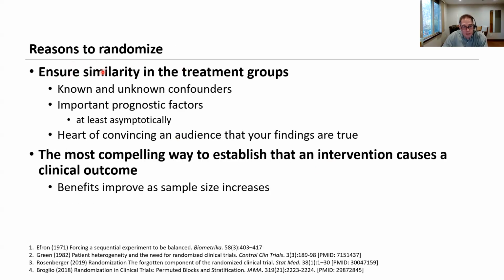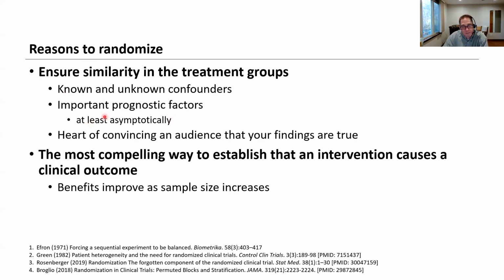Reasons to randomize, there are many. There's a whole raft of references on this. I've given you 4 in the slide below, so you can take a look at those if you like. Reasons to randomize are to ensure the similarity in the treatment groups on both known and unknown confounders. Importantly, we're going to balance prognostic factors, maybe through stratification, which I'll talk about in a minute.